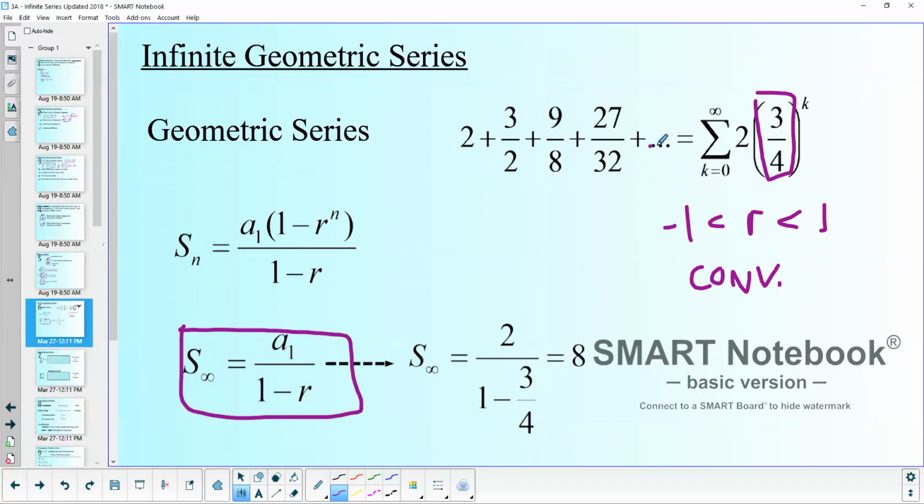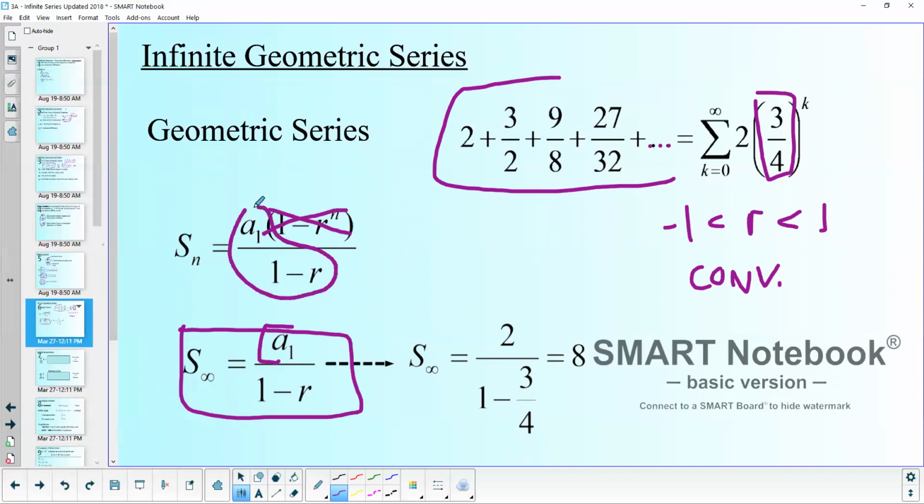So if you were to add the infinite terms of this particular series, the values would get smaller, and it would approach a particular value. And so in this case, all we need from this equation, you cut that out, and you're left with this part right here. So you plug in the first term, which is 2, over 1 minus r, which is 3/4, and if you simplify, you get 8. So if you were to take your calculator out and do 2 plus 3/2 plus 9/8, and so on, eventually your series would approach 8.